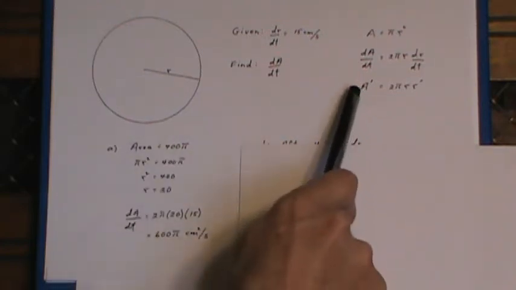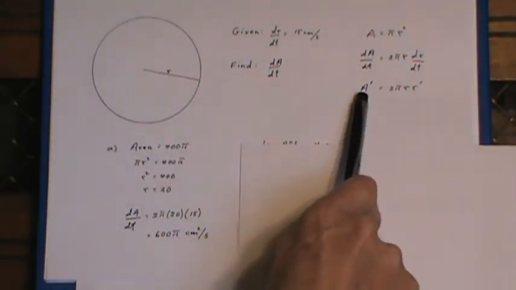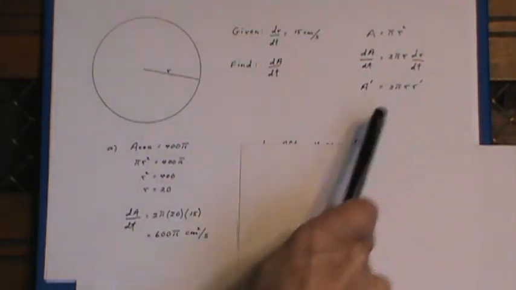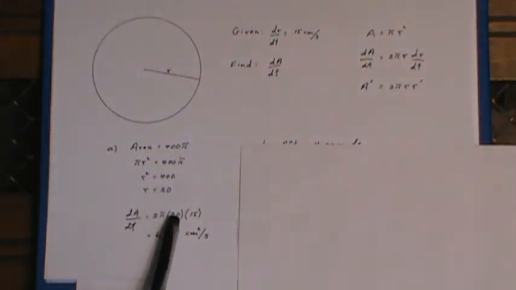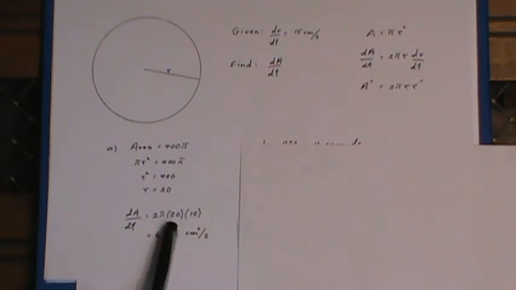So all we have to do is go to this formula right here. The rate of change of area is 2 pi times the radius, which we just found to be 20, times the rate of change of radius, which was given as 15 centimeters per second, and we can work that out, and that'll be so many square centimeters per second for the change of area.